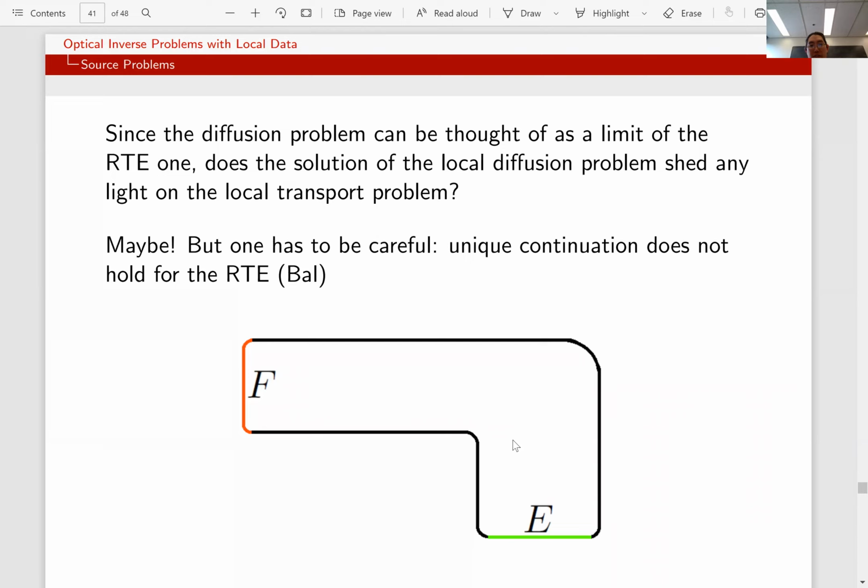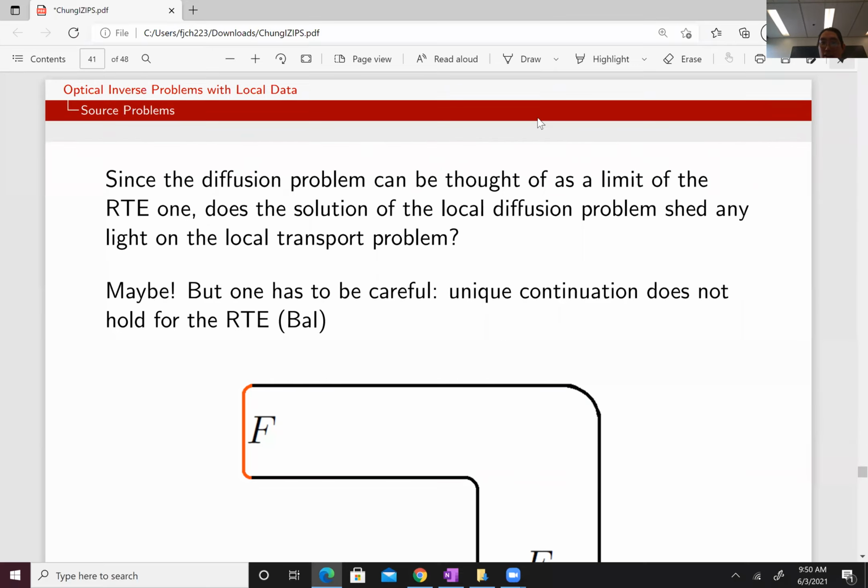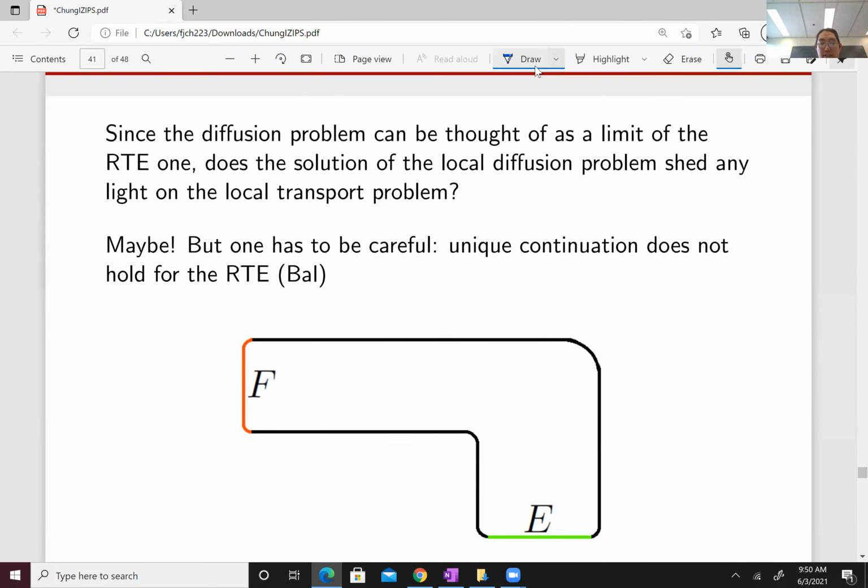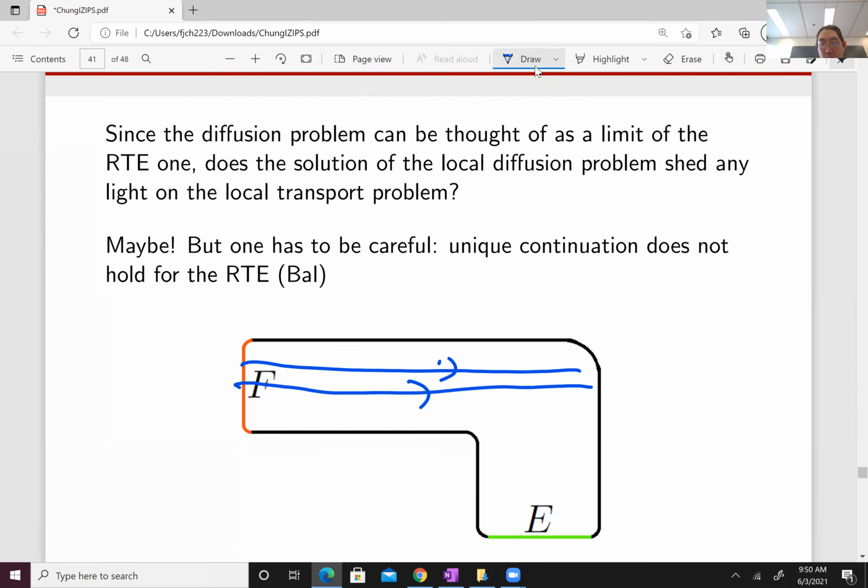And the answer is maybe, but you have to be a little bit careful, because it turns out that the unique continuation property that you're relying on in the diffusion equation does not hold for the transport equation. And this is a result, as far as I know, due to Guillaume Bal. And basically the reason for this is that you can think about what happens if you have a source on F that's pointed in this direction. So you send light in this direction. Right? So what do you see down here? Well, in a scattering domain, you're going to see this light that travels down here and then scatters to this point here.